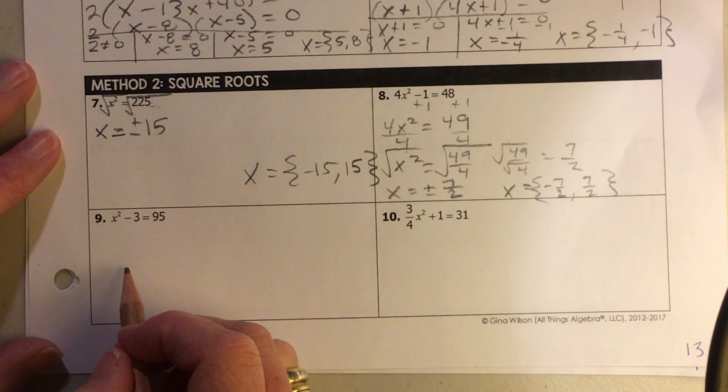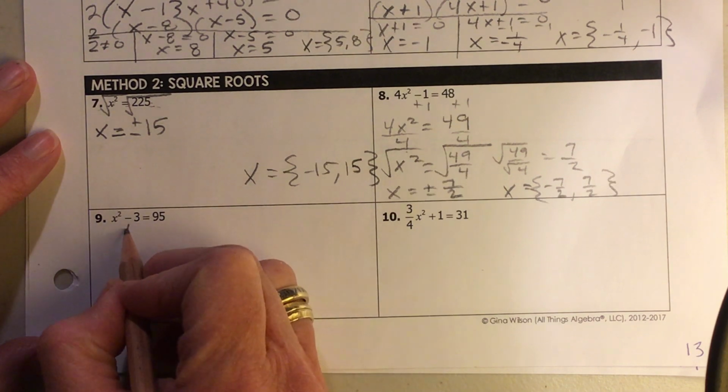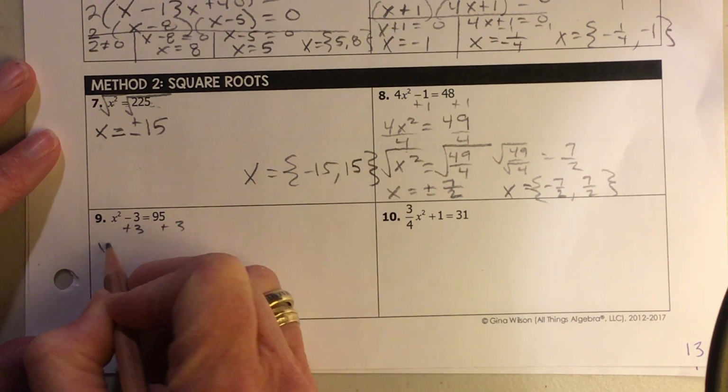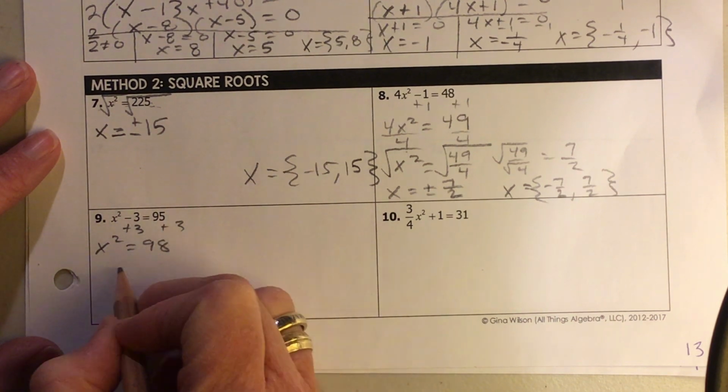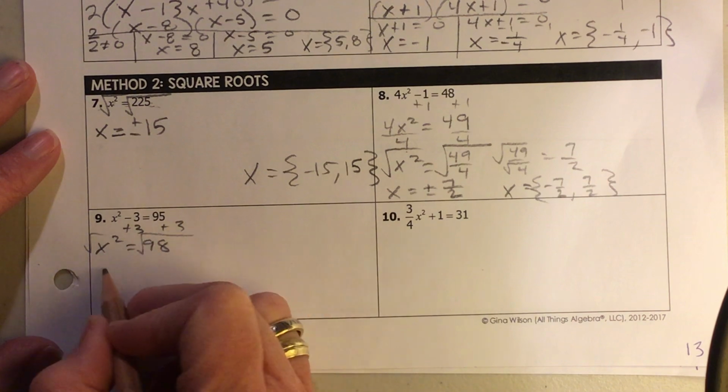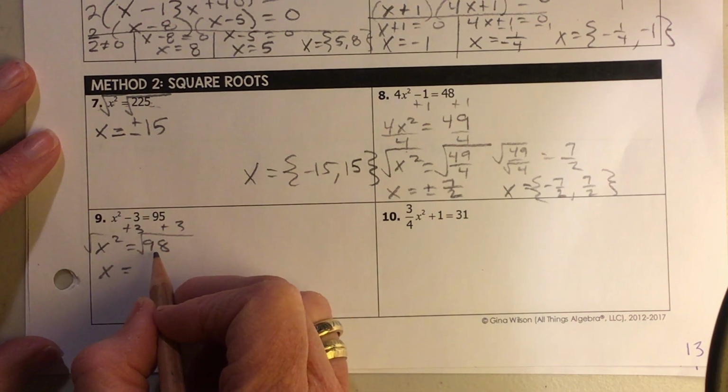So I want to move this 3. I'm going to add 3 to both sides. x squared equals 98. Take the square root of both sides. x equals the square root of 98.